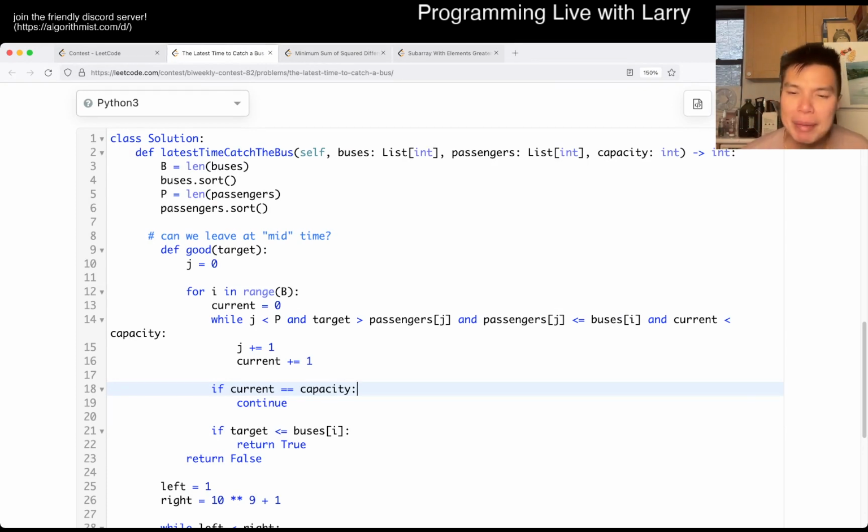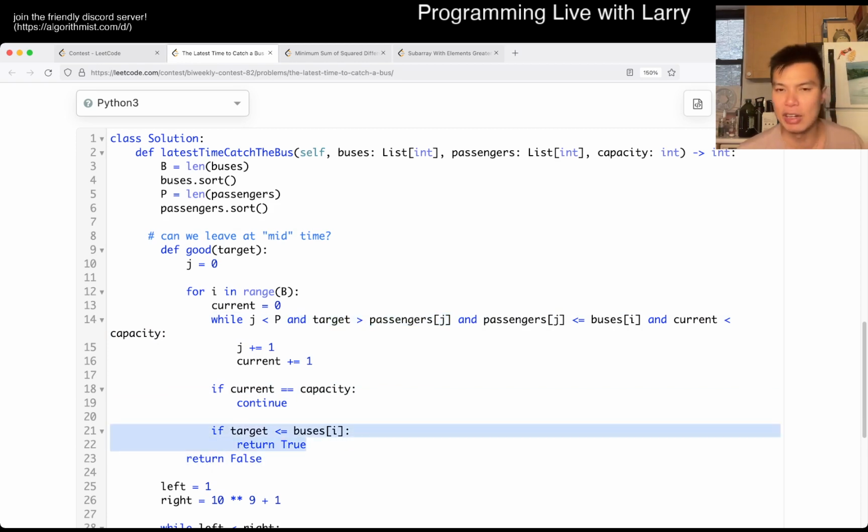I think the one that made me figure out how to implement this cleaner is to realize that we don't care about the passenger afterwards, because in that case, I can early terminate and just get on the bus, right? So that's basically the idea. Is this idea of almost simulation, but also being really careful about the target time.